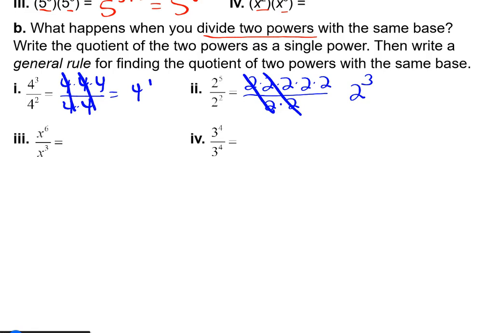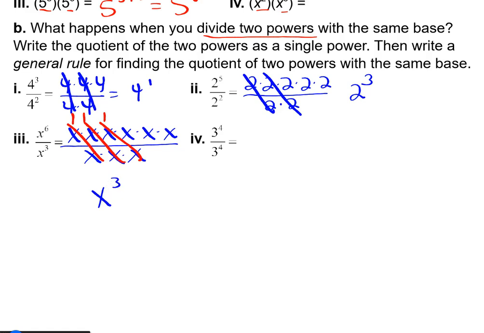On number 3, we've got x to the 6th on top and x to the third on the bottom. When we look at that, we can cancel 3 sets of x's. When we cancel, we're saying x divided by x is 1. So we have 1 times 1 times 1 times x times x times x. So x to the third.